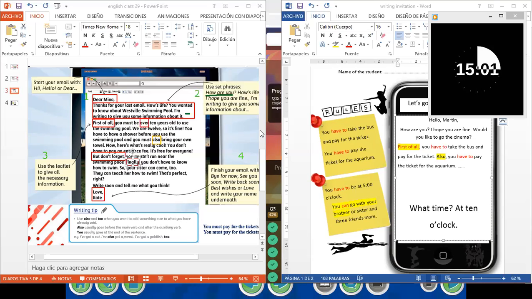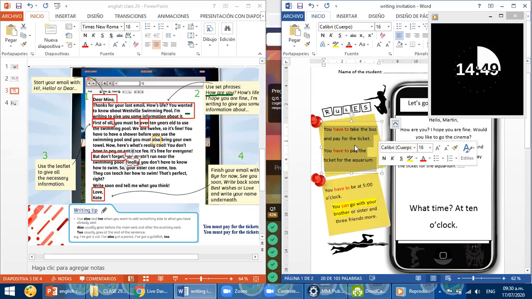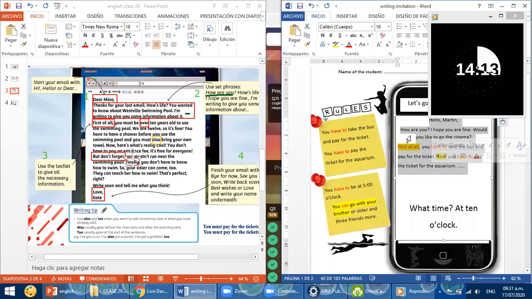Okay, let's see. Alison Grande. Excuse me, Alison. Can you read, please, the rules? Read, please, this part. Can you read all your rules and this part of your composition? Okay, teacher. You have to carry a brush. You have to bring paintings. You have to be quiet. Okay. And read, please, this part of your invitation, okay? The email. What part, teacher? This part, the email now, the email.